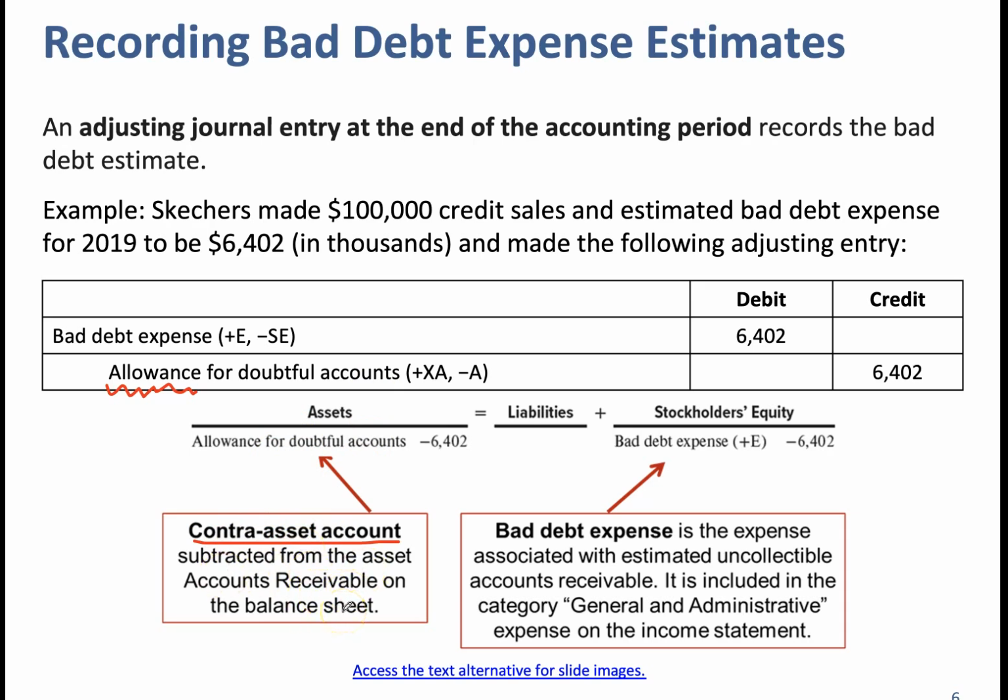So this contra asset account would work against your asset account and would be subtracted from the accounts receivable on the balance sheet. So you can see this is how, if you estimate the future uncollectibles, that would affect your accounting equation: by reducing the assets, at the same time reducing retained earnings, which is under the stockholders' equity.